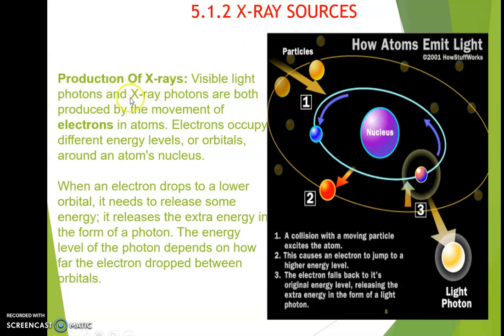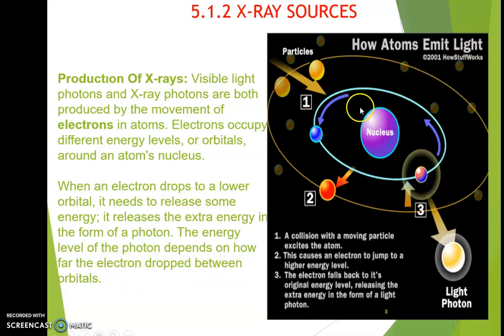Visible light photons and X-ray photons are both produced by the movement of electrons in an atom. Electrons occupy different energy levels or orbitals around an atom's nucleus. When an electron drops to a lower orbital, it needs to release some energy. It releases the extra energy in the form of a photon. The energy level of the photon depends on how far the electron drops between orbitals.